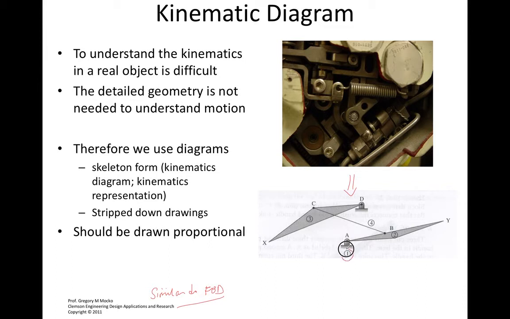What we end up with here is numbers. Numbers refer to links. Letters starting at A refer to joints. And then typically letters starting in the latter half of the alphabet refer to points of interest. So numbers are links, letters are joints, and letters are also points of interest.